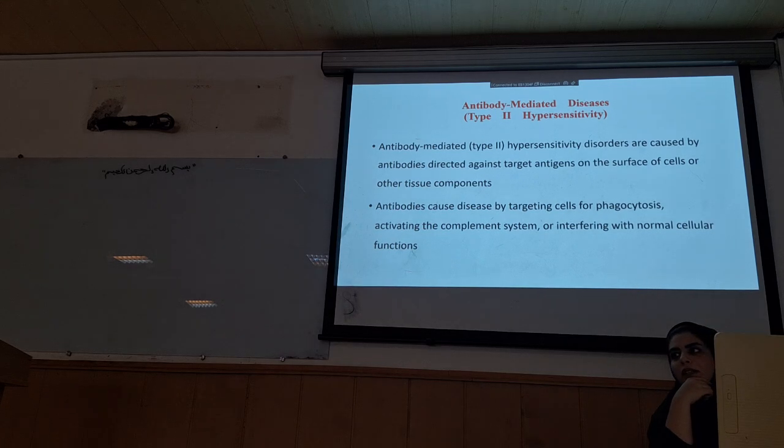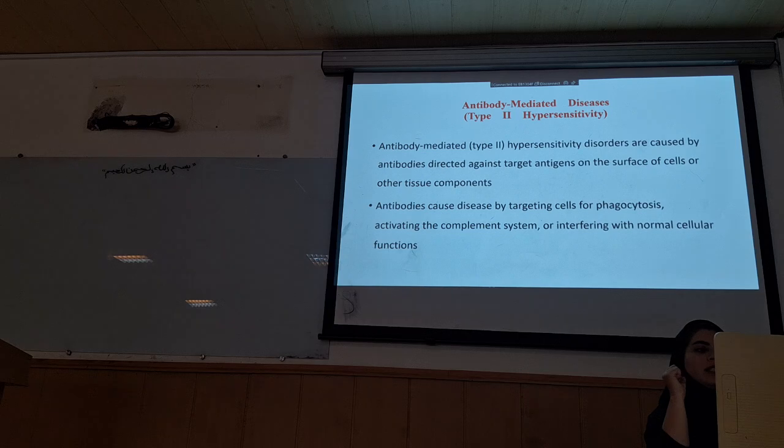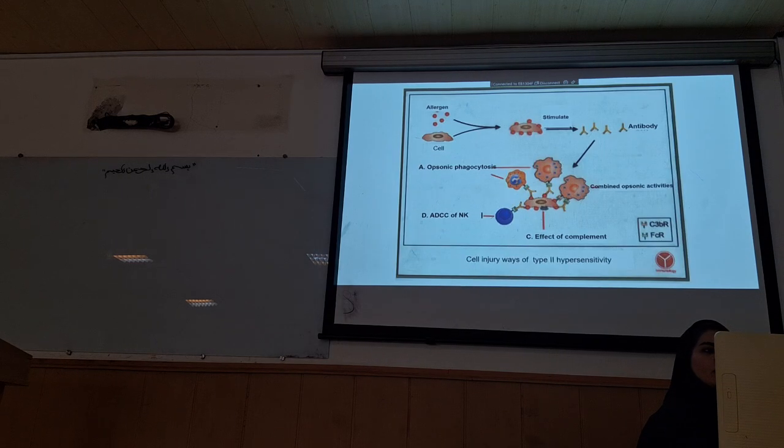Type 2 hypersensitivity reaction. Type 2 is antibody-mediated disease. Antibody-mediated or type 2 hypersensitivity disorders are caused by antibodies directed against target antigens on the surface of cells or tissue components, such as matrix. You have some antigen in our body tissue and you have some antibody against them. Antibody causes disease by targeting cells for phagocytosis, activating the complement system, or interfering with normal cellular function.